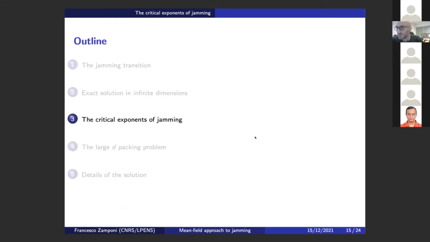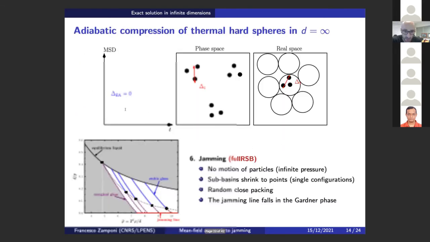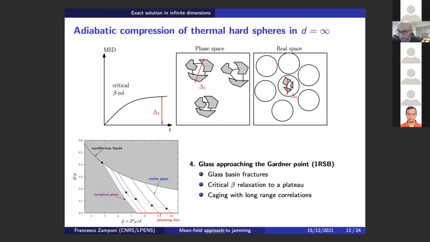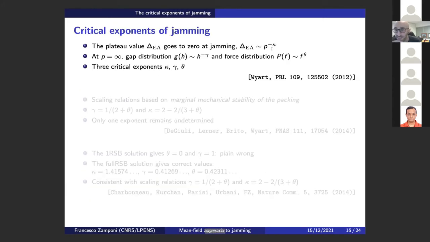So why is this so important? Because we wanted to understand the critical exponents of jamming. People had found, in particular the work of Mathieu Wyart, that there are critical exponents associated with jamming. So there is this divergent correlation length. And in particular, the plateau of the mean square displacement, this quantity here, goes to zero at jamming because particles don't move anymore, but it goes to zero as a non-trivial power law of pressure.